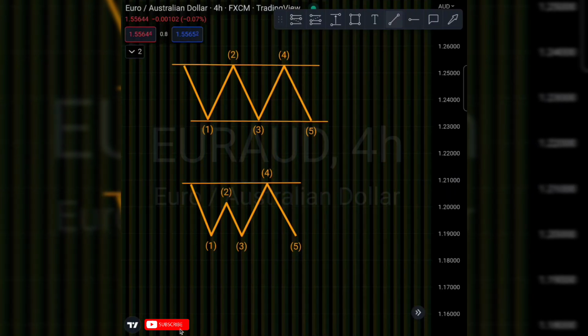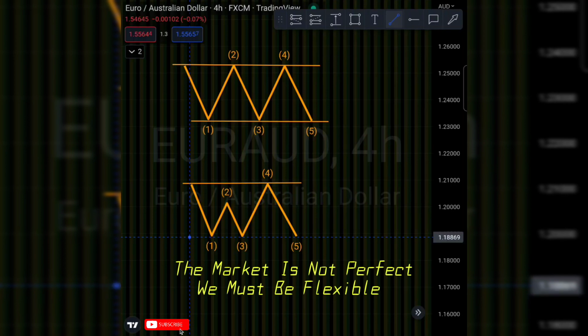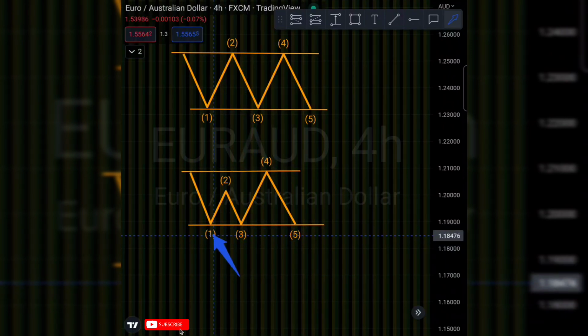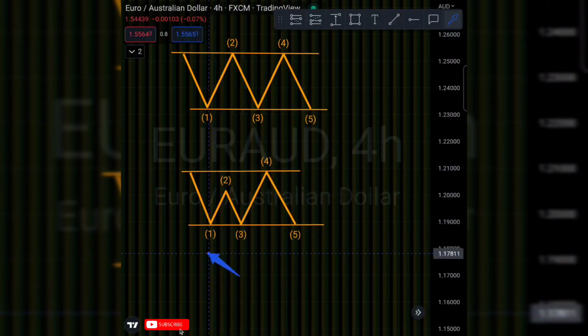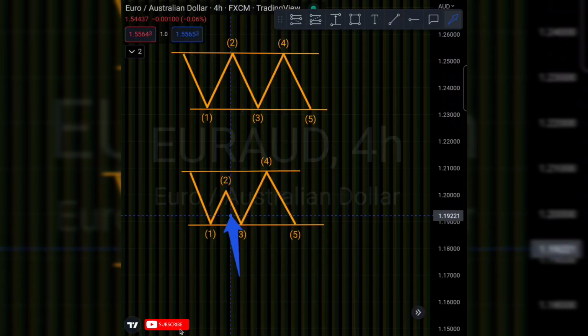It's not so beautiful like the first one, but we have to understand and be flexible with the market because the market isn't perfect. So this is still a range. This is still a range, right? We have a few touches, a couple touches, and price is moving sideways instead of up or down. It's not trending. It's moving sideways. So it's ranging. This is a ranging market.